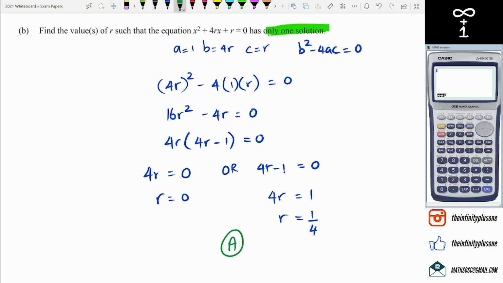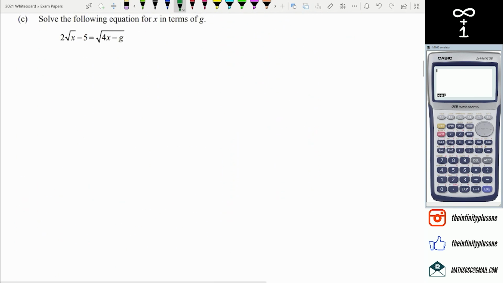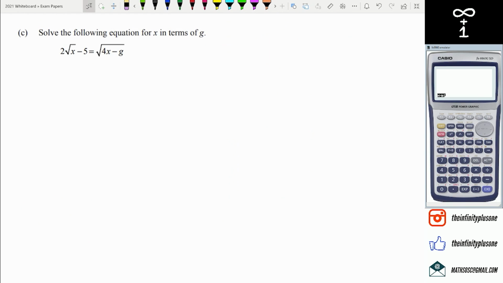Cool. So with 1C, what we've got is a classic rearranging question with a bit of square root symbols thrown in as well.